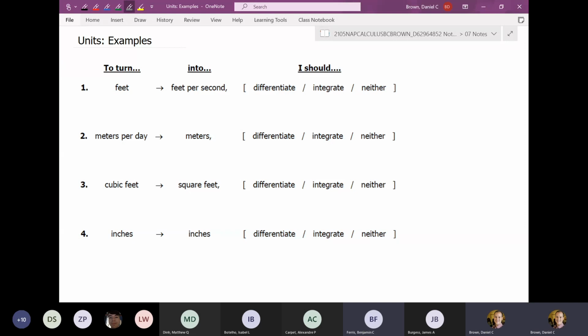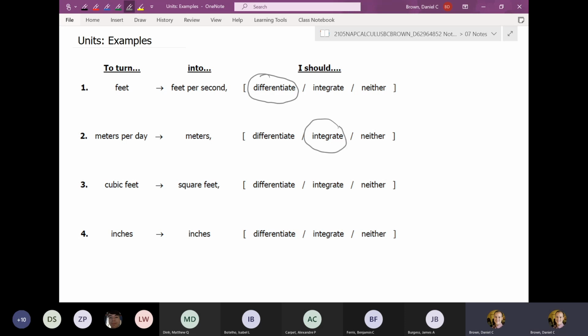Differentiate. So we have an amount going to a rate. Whatever that function is, we're going to take the derivative, which we'll start doing a little bit more next week when we have actual word problems to do. What about meters per day to meters? What math operation would turn meters per day to meters? Integration. Integrate. This one's a weird one to think about.